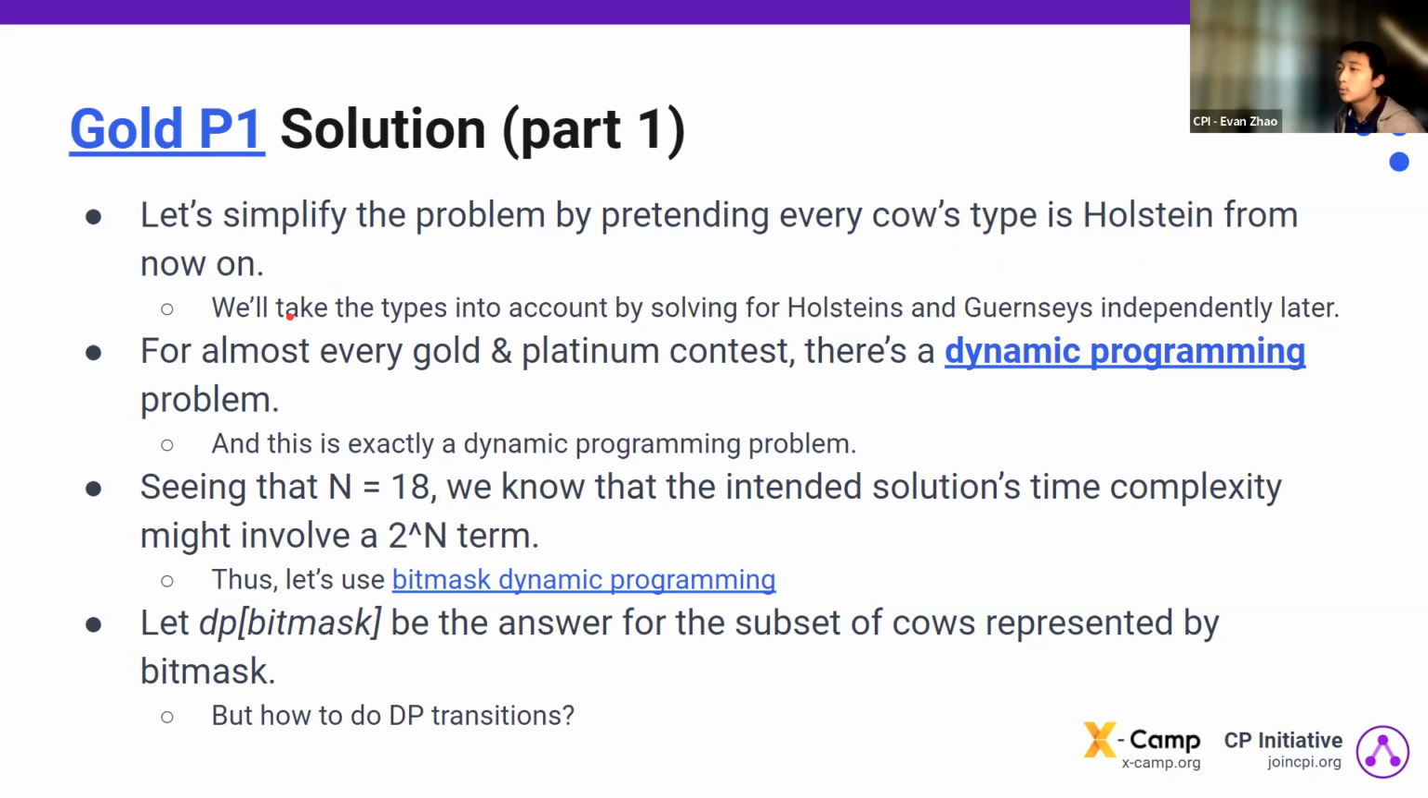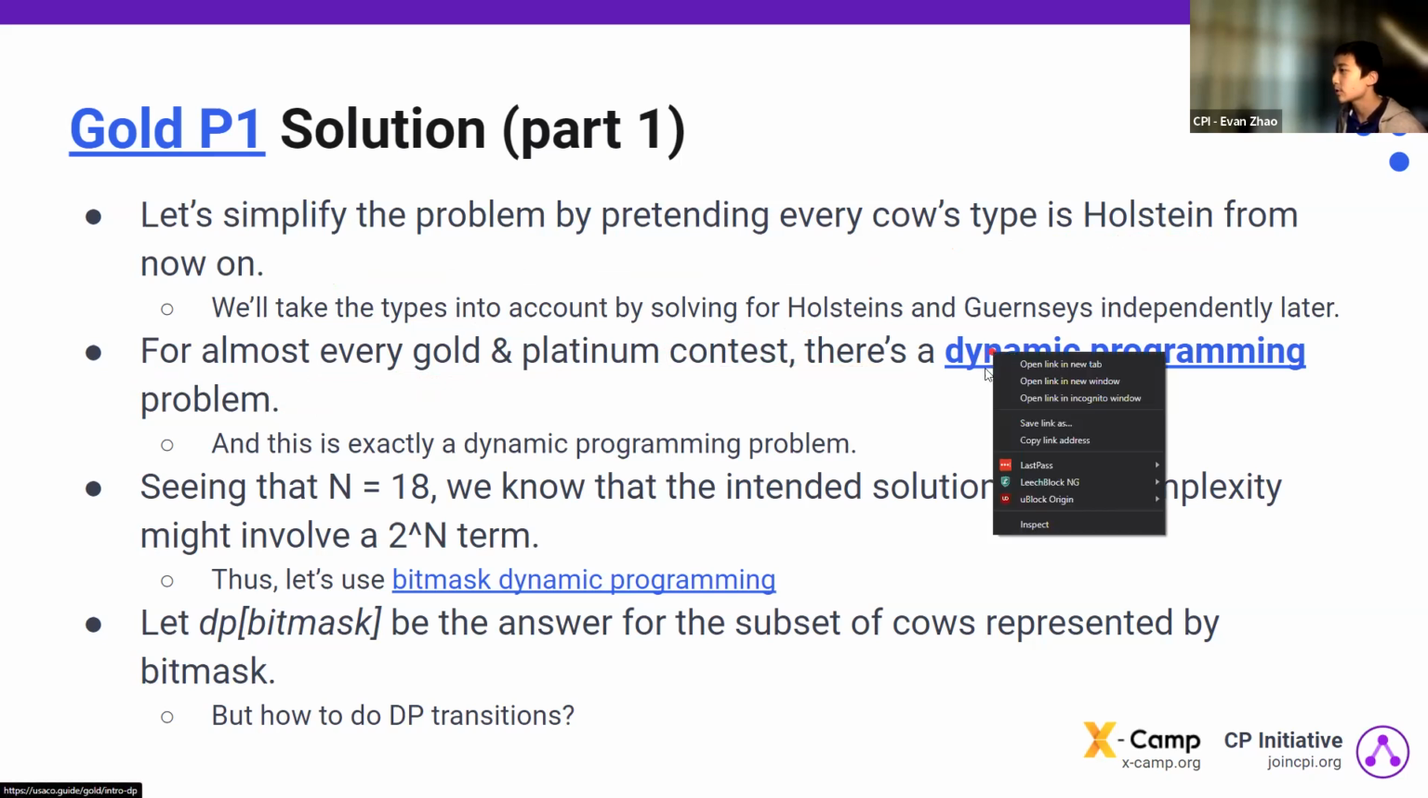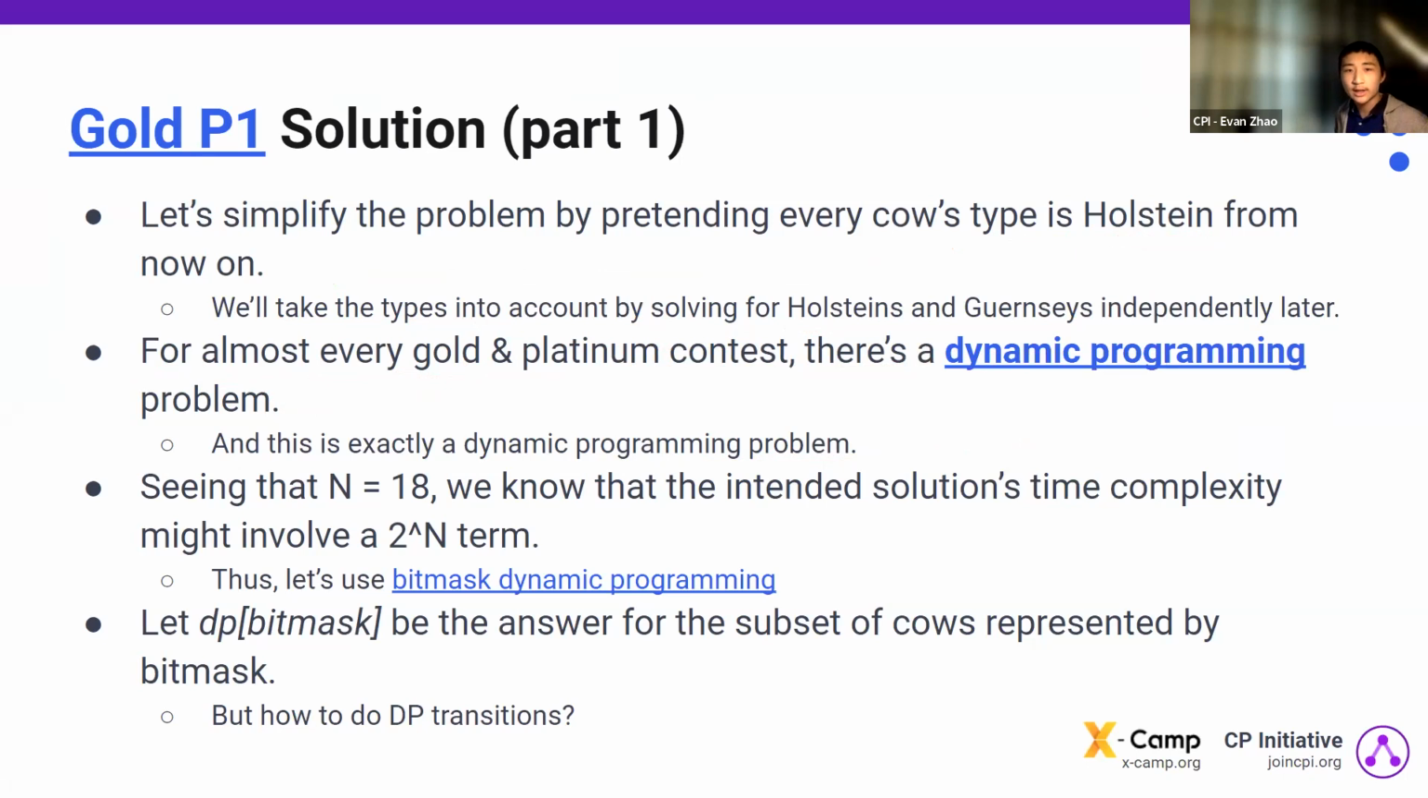We'll take the types into account by solving for Holsteins and Guernseys independently later on. Well, now notice that for almost every gold and platinum contest, there's a dynamic programming problem. And here, dynamic programming is linked to a USACO.guide section, let me paste that into the chat. It's a gold topic. And actually, this is exactly a dynamic programming problem.